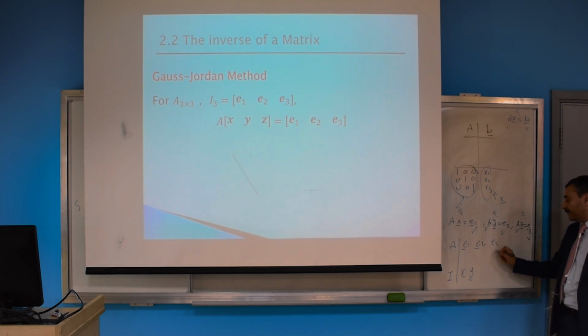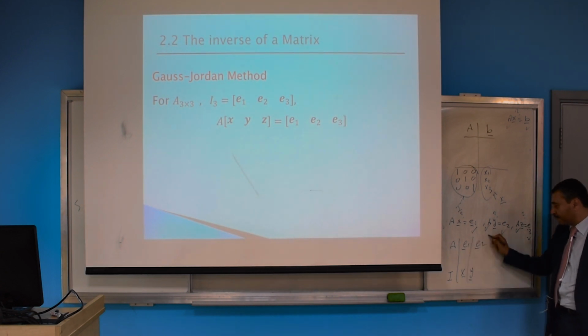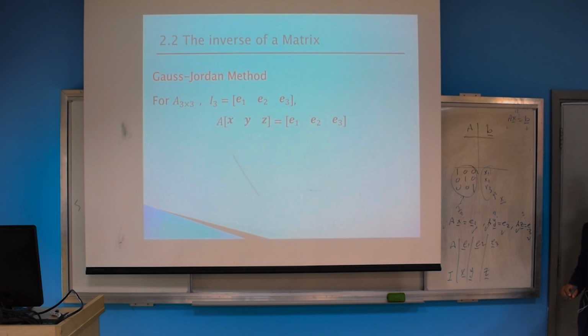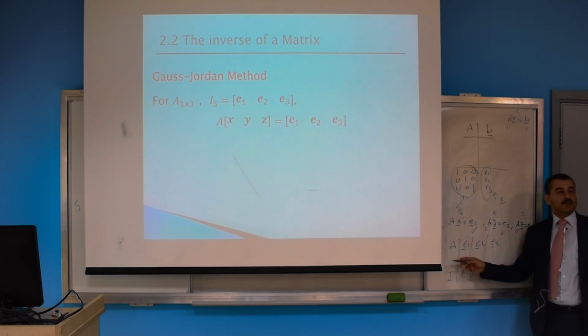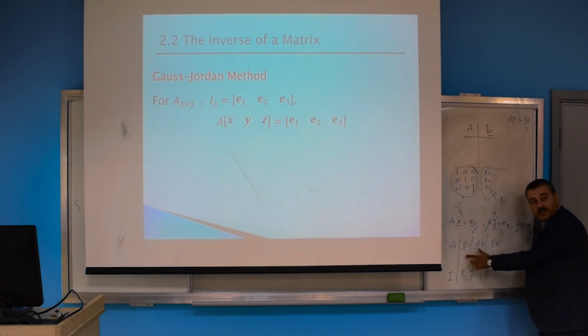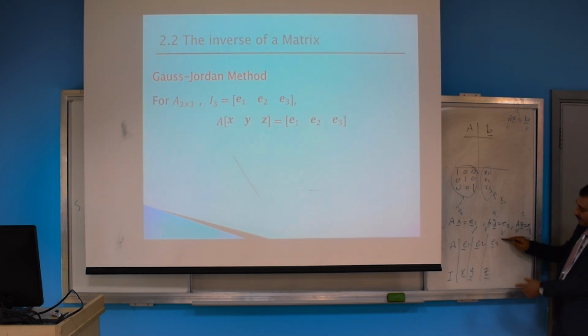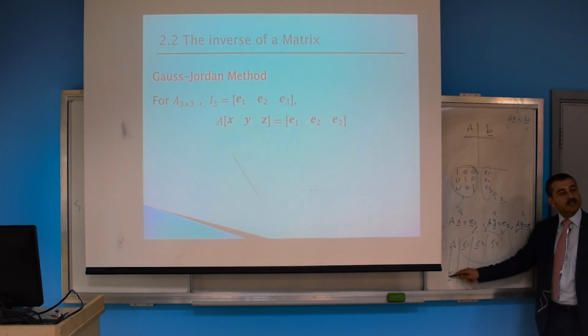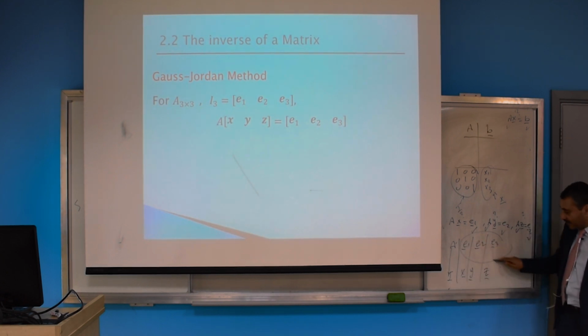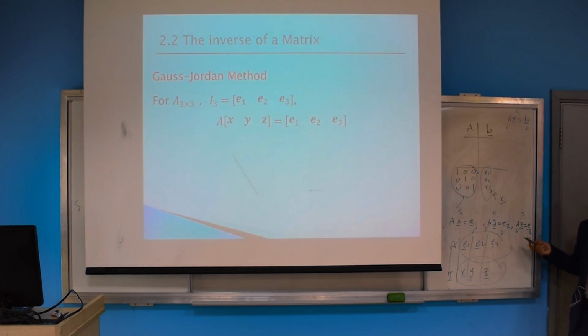If you write E3, after reduction you will get z. So instead of solving this problem 3 times, 1 for each guy, you just write A augmented with the identity matrix and then do the reduction here until A reaches I. Then the right hand side here would be the inverse of A.